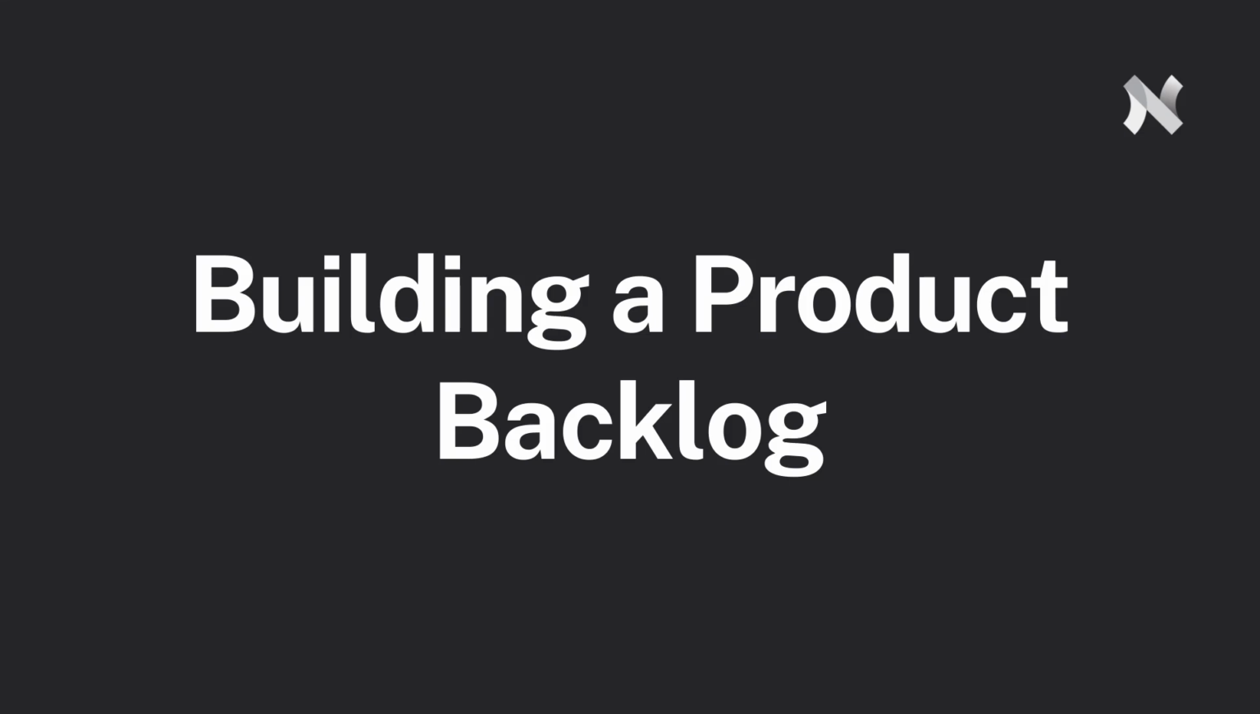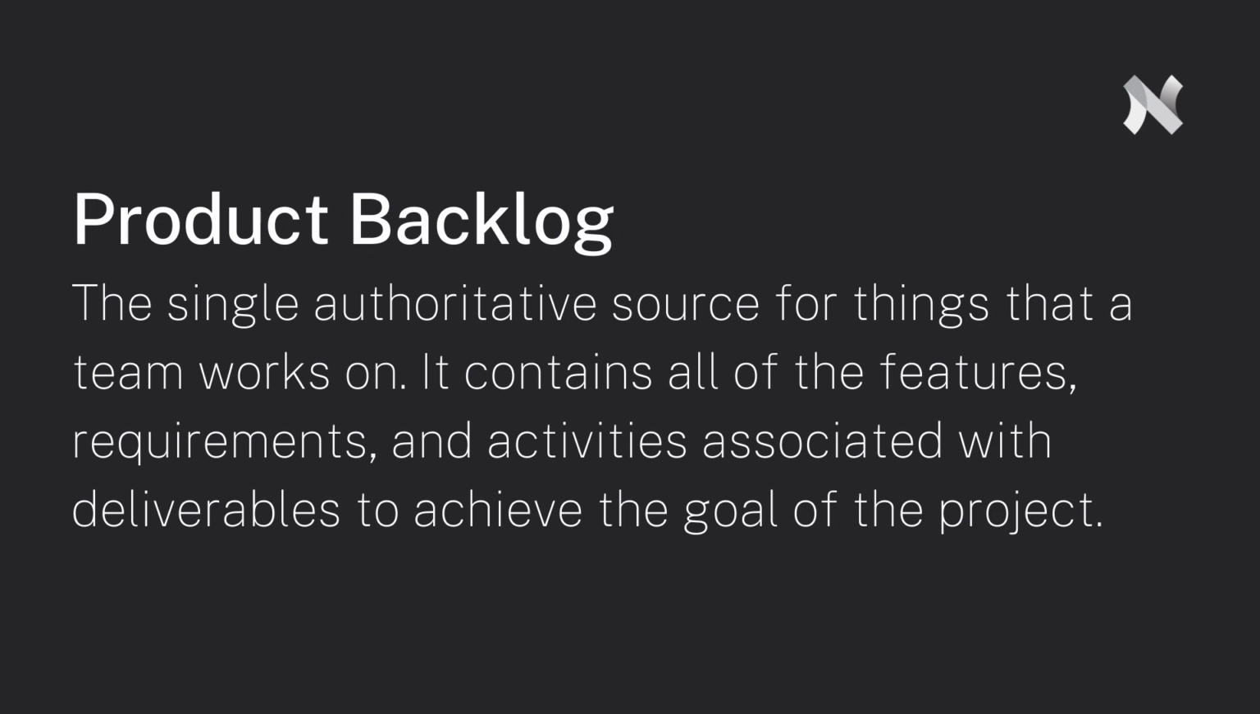In this course, we have introduced you to a lot of project management artifacts such as project plans, statements of work, and more. Now, we'll review an important artifact of the Scrum framework, the product backlog. In an earlier video, we defined the product backlog as the single authoritative source for things that a Scrum team works on. It contains all of the features, requirements, and activities associated with deliverables to achieve the goal of the project. The traditional non-agile project management equivalent would be the set of project requirements.